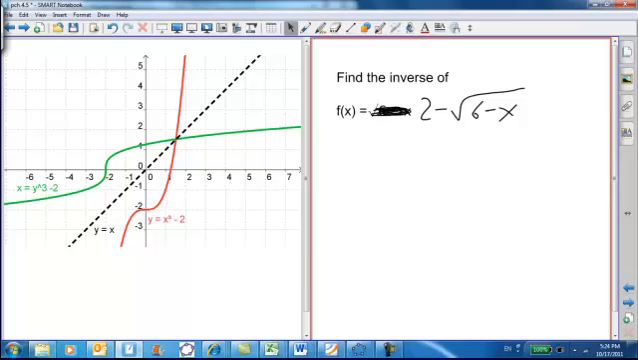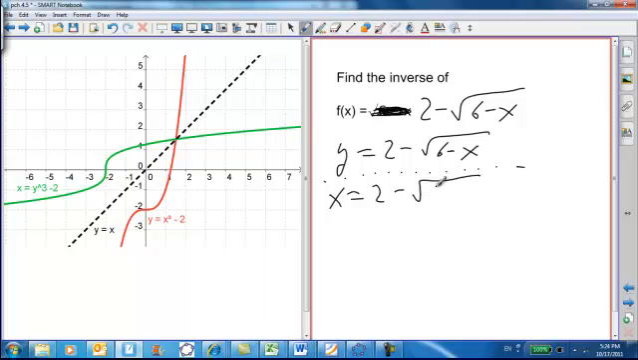Well, our first step, let's get it equal to y. y equals 2 minus the square root of 6 minus x. And so x equals 2 as we trip over the inverse land. This is also supposed to mimic the dashed line y equals x that we're flipping it over. 2 minus the square root of 6 minus y. So x minus 2 equals negative square root of 6 minus y.